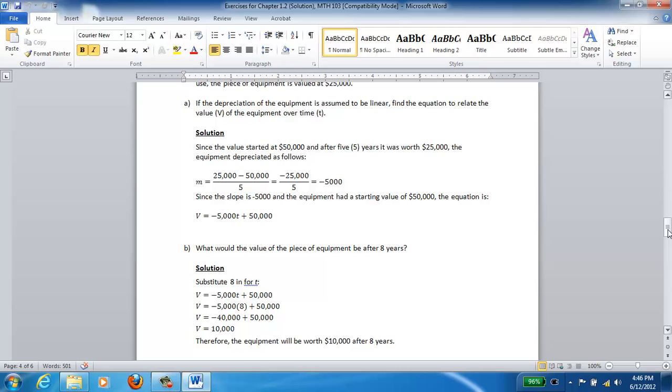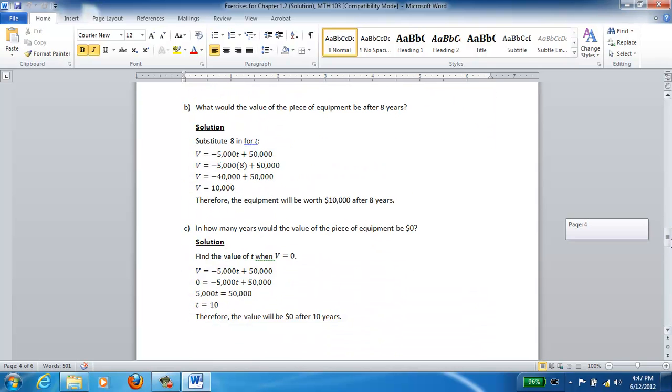We can find the value of the piece of equipment at any time t by substituting a value of t into the equation. What would the value of the piece of equipment be in t equals 8 years? Substituting t equals 8 into that value formula, we see that we end up with a value of $10,000. So when t equals 8 years, the piece of equipment will have a value of $10,000.